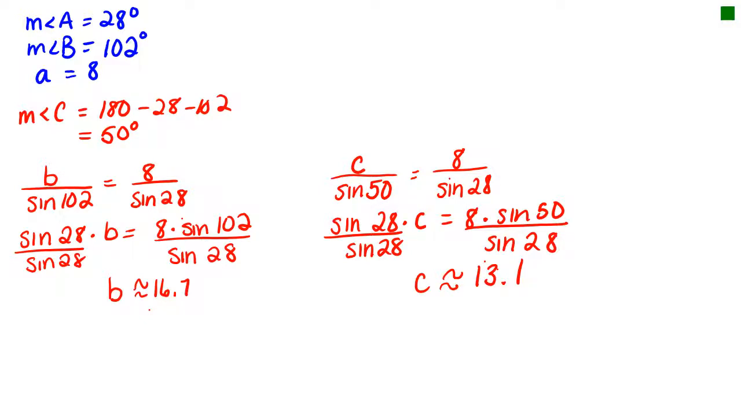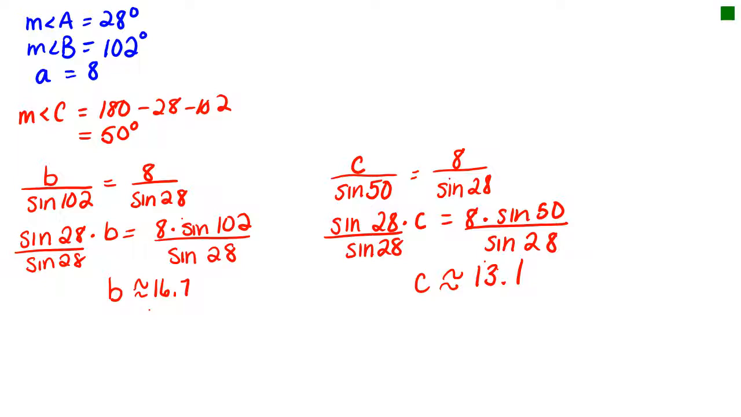All right, so that's for angle angle side, or side angle angle. Angle angle side means it's the side right after the two angles, or for angle side angle, it's the side in between the two angles. So whenever we know two angles and a side, we can use the law of sines.